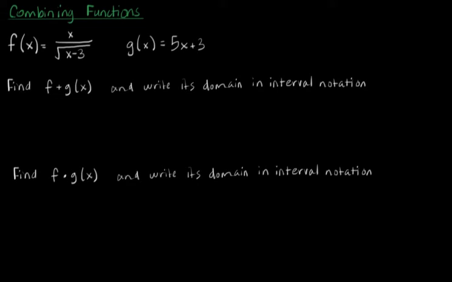In this video, I want to talk about combining functions that are a little bit more complicated. So f of x is equal to x over the square root of x minus 3, and g of x is equal to 5x plus 3. So we want to find f plus g of x and write its domain in interval notation, and then find f times g of x and write its domain in interval notation.